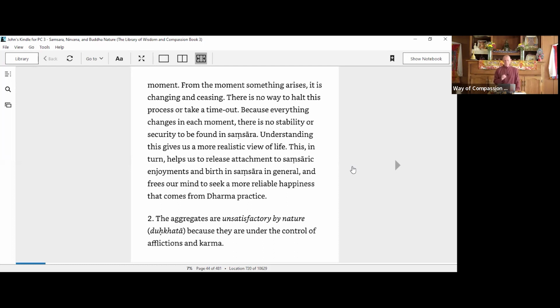Because everything changes in each moment, there is no stability or security to be found in samsara. Understanding this gives us a more realistic view of life. This, in turn, helps us to release attachment to samsaric enjoyments and birth in samsara in general, and frees our mind to seek more reliable happiness that comes from Dharma practice.